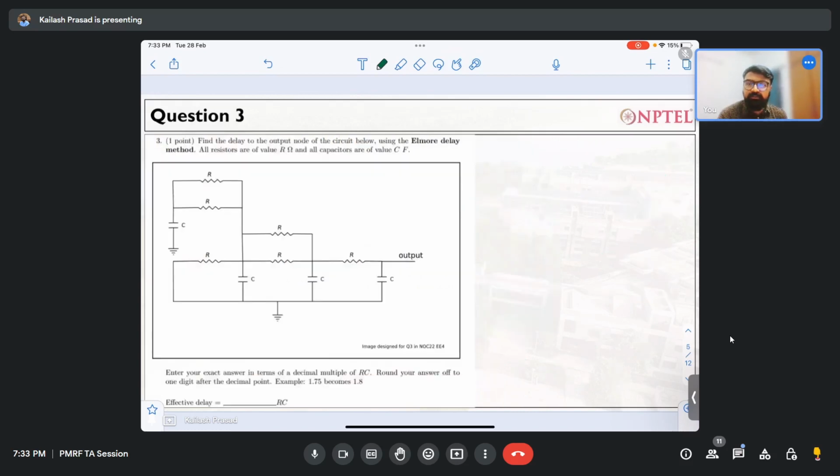A simple question. Find the delay of the output node of the circuit using Elmore delay. Okay, and you have to enter the correct answer over here. So let me just redraw this circuit. I will quickly solve this particular problem. If you see this particular C, here it is R, this is R, so this will be R by 2. If you see this is R, this is R, this will also be R by 2.